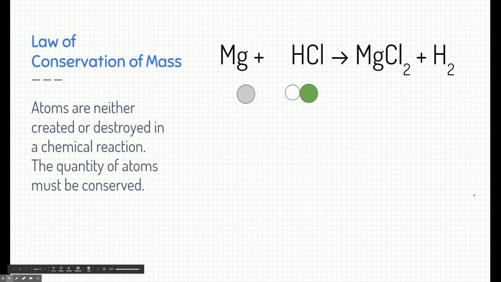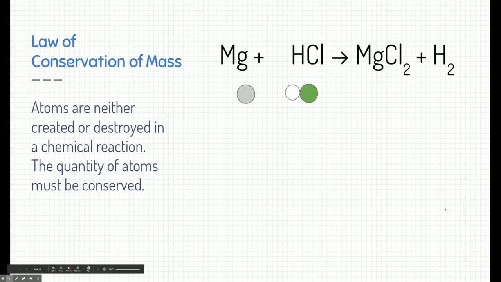All right, so I want to look at this equation with a little bit of detail, and I want to relate it to this really important concept called the law of conservation of mass. Now, the law of conservation of mass states that atoms are neither created nor destroyed in a chemical reaction, and the quantity of atoms must be conserved.